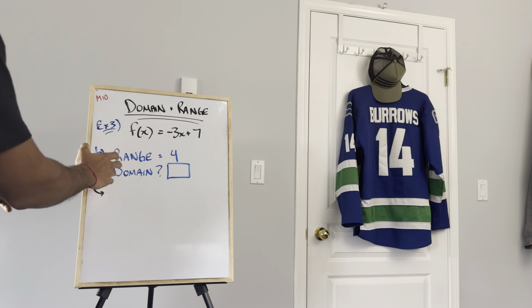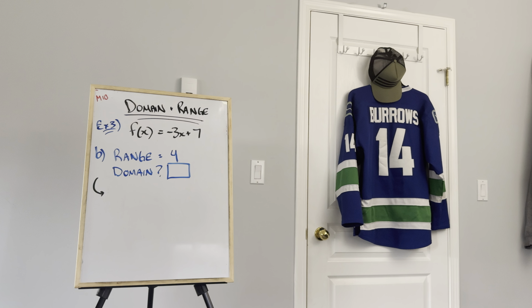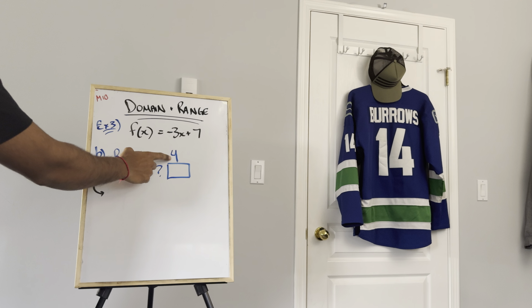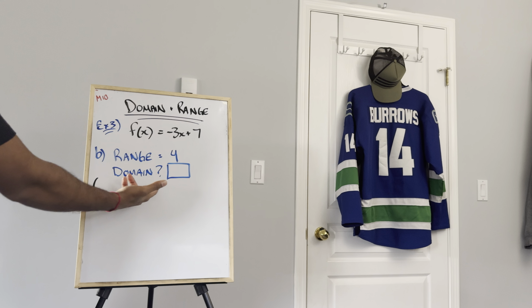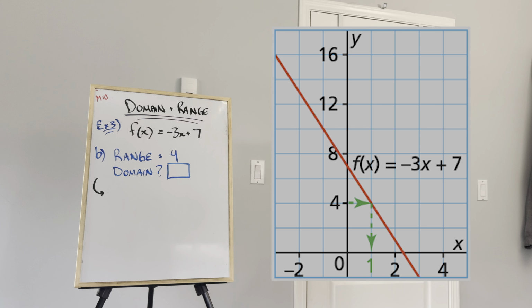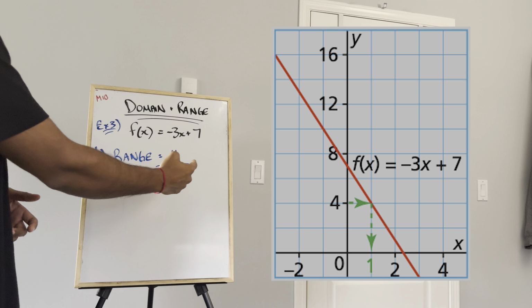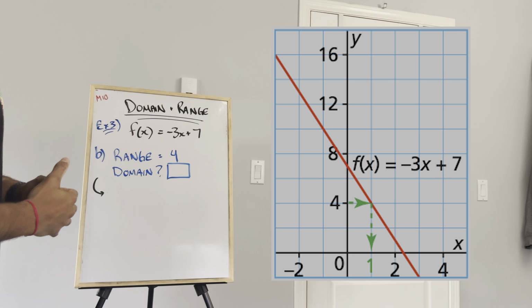Question B, now it's the opposite. Now they give us the range, but they don't know what the domain is. 2 ways to solve this. Number 1 is to substitute 4 for your y and solve the equation, solving for x. Or option 2 is you look at your graph and you find out when y is 4, on the red line, what is your x value?